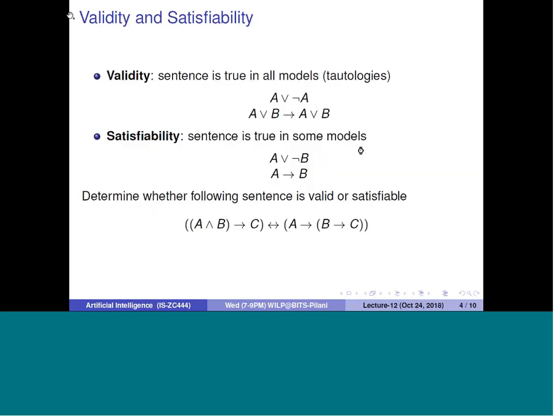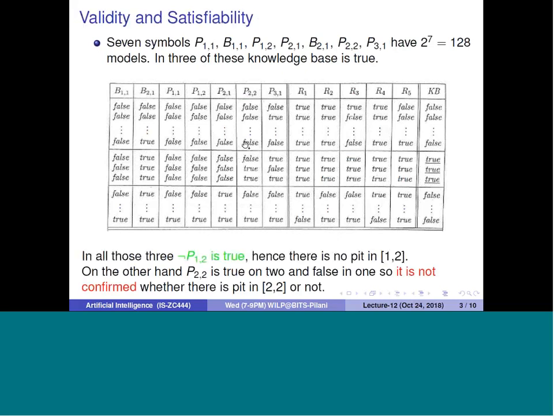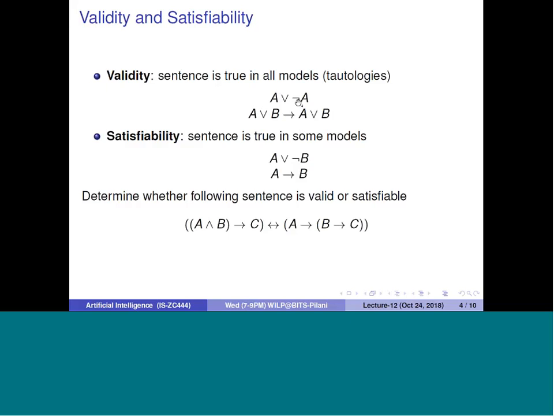Now we will talk about another very important and easy thing, which is validity and satisfiability. Whenever a sentence is given to you, for example, this sentence A or not A, sometimes you need to know what a model is. A model is a particular assignment. So all these lines are actually models. If I write A or not A, whatever assignment you give to A, this particular statement would be true. Can you see this?